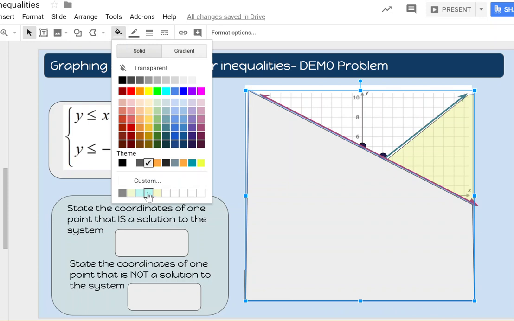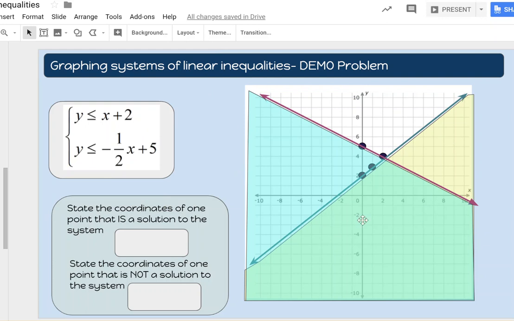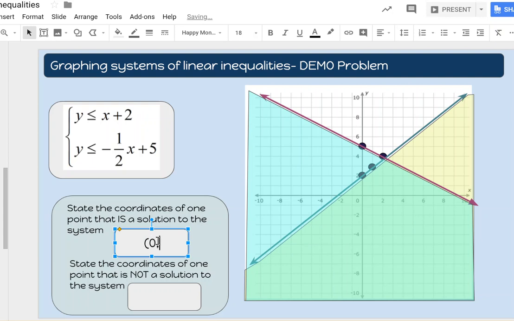Okay, and I'm going to do blue. So now what I can see is the area that they're both shaded is where it's green for this whole area. So that means that any points in this green shaded area would be a solution to this system. So I need to state a coordinate that is a solution. I could state anything here. Now 0, 0 is a nice one because I've checked it algebraically, but I don't just need to pick 0, 0. 2, 0, 4, negative 2. Any of these points in this area would be a solution.